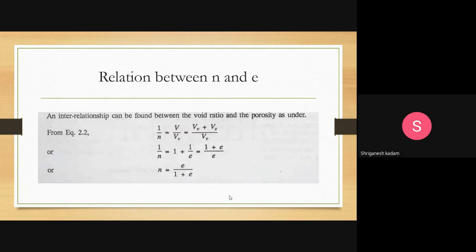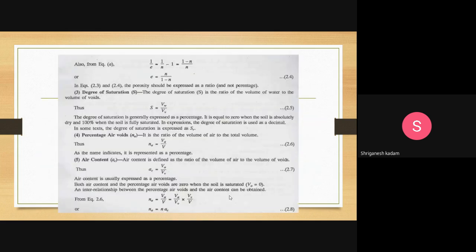So here this relation is shown here, n equal to e upon 1 plus e. Another relation is e equal to n divided by 1 minus n. Okay.